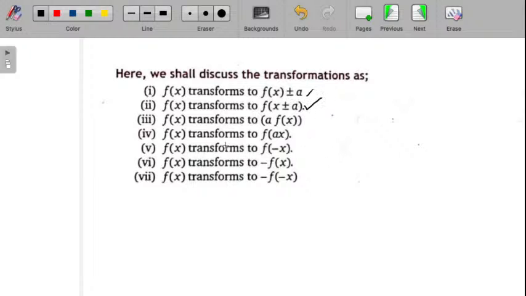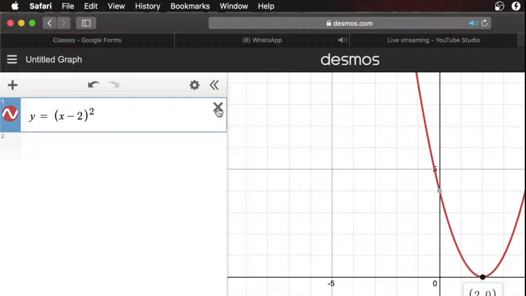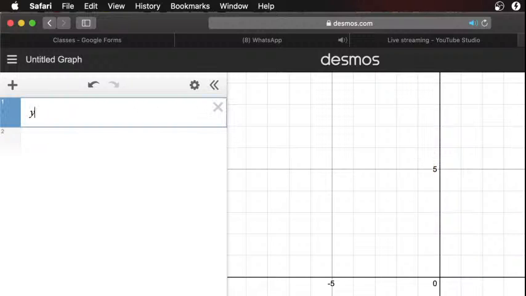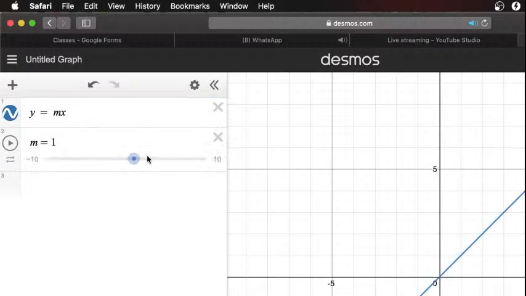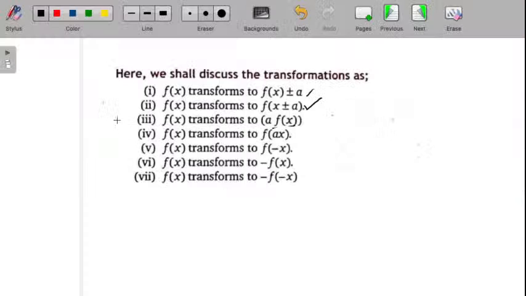Let's understand the transformation a into f of x. A into f of x is like the same function, just that its slope would change. Let's say y equals x and y equals 2x. As we have already seen with respect to y equals mx, the multiplier affects the value of the slopes.